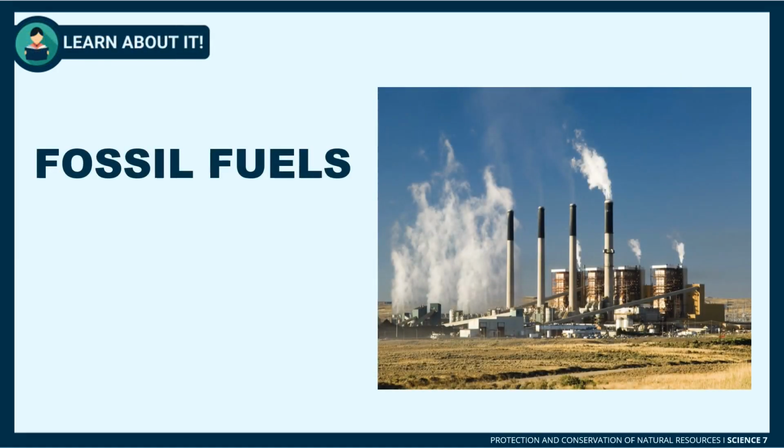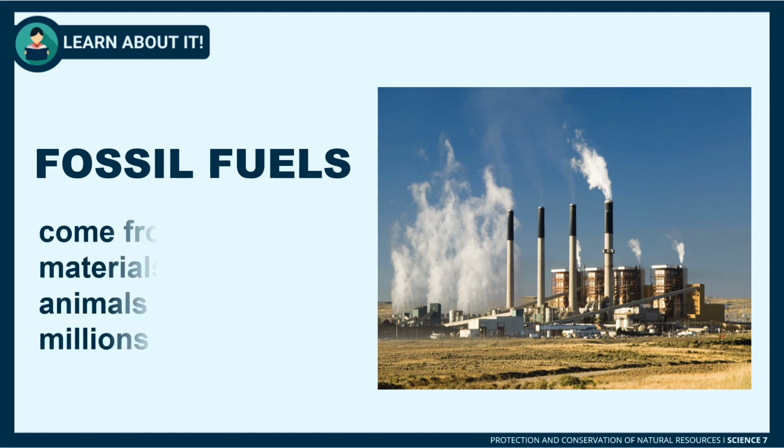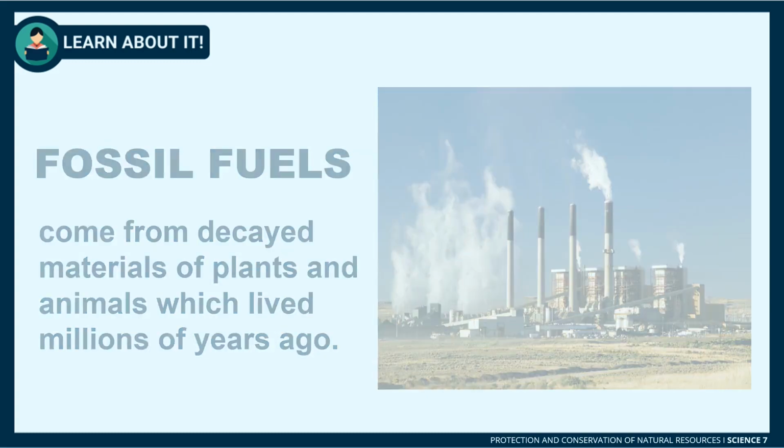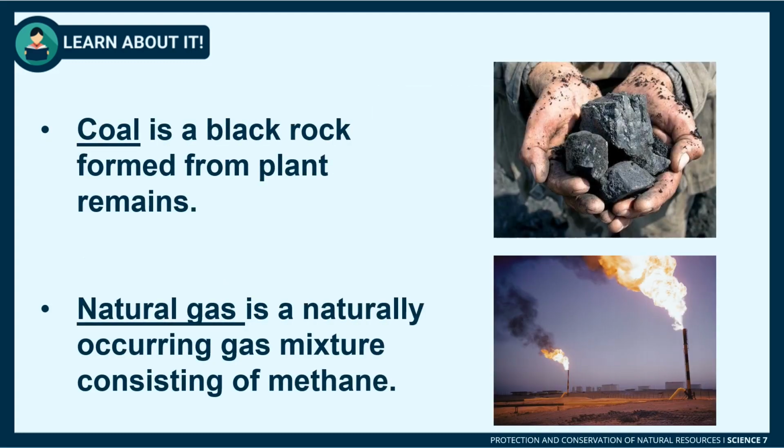First are the fossil fuels. It is a non-renewable resource that takes millions of years to be developed. Fossil fuels are deeply found underground. They come from decayed materials of plants and animals which lived millions of years ago. Coal, oil, and natural gas are the common forms of fossil fuels. Coal is a combustible black rock formed from plant remains, while natural gas is formed deep beneath the Earth's surface. It contains many different compounds, and the largest component among those is methane.